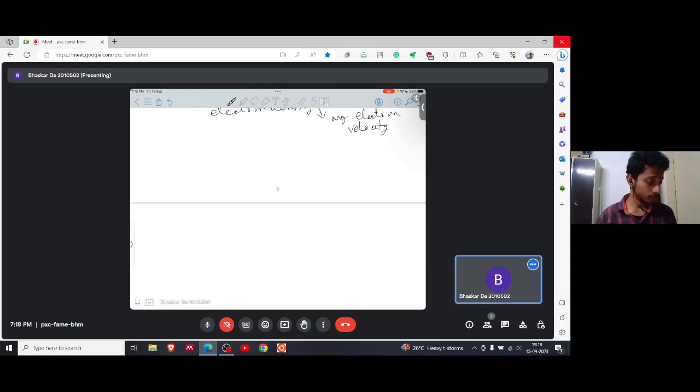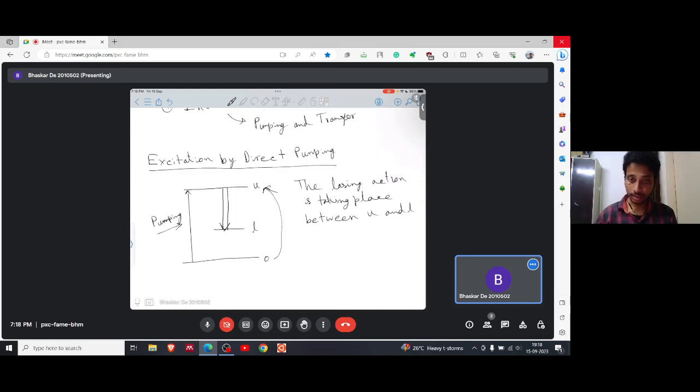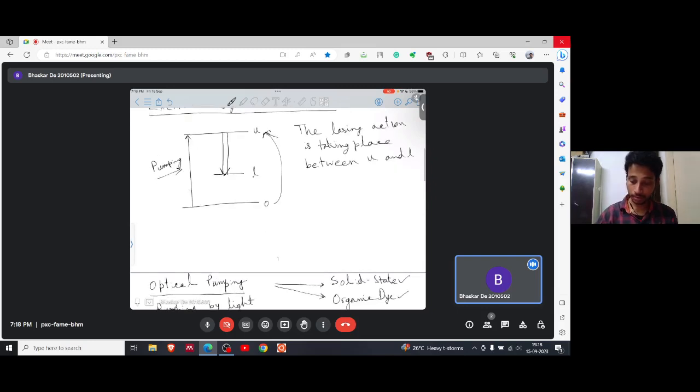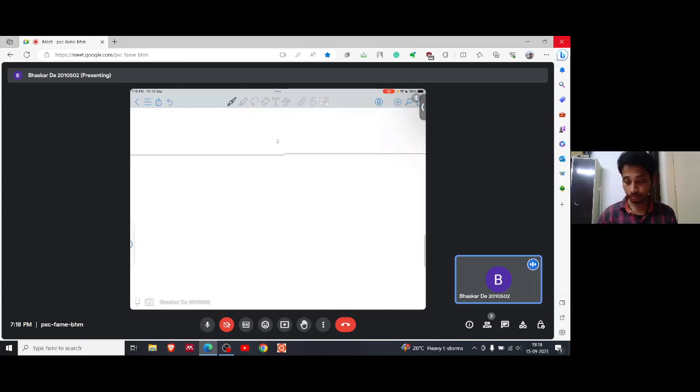so now if you look at this diagram, you can see that this is a very straightforward process, because you just have to pump the zero state, and all the population will go to the u state, and then there will be a lasing action that will take place from u to l. So this is a very straightforward and simple technique, but there are many disadvantages of this process.